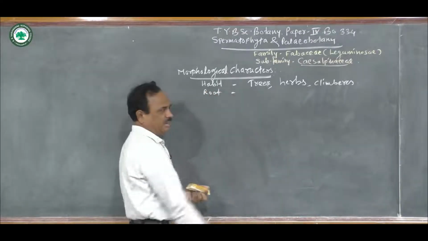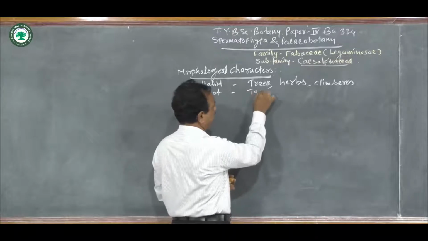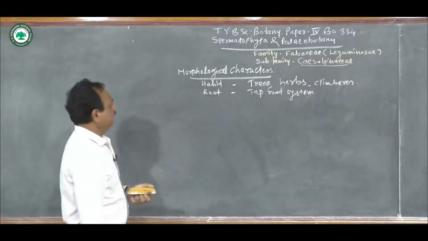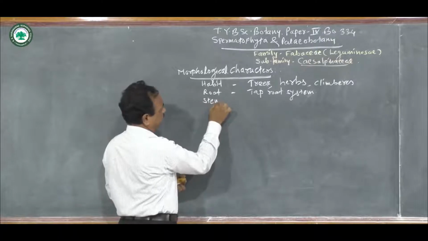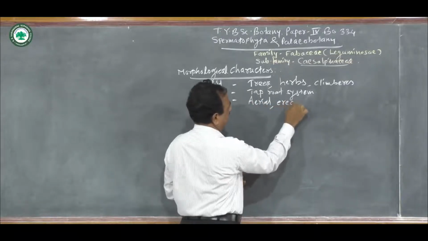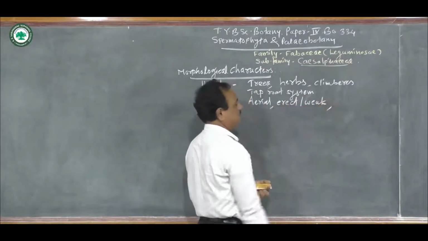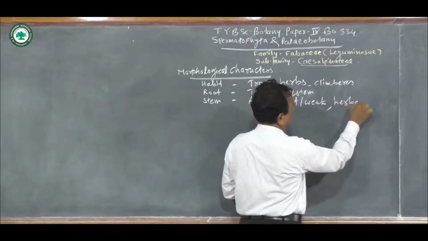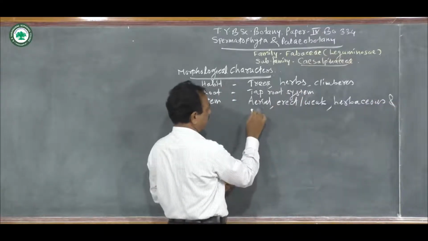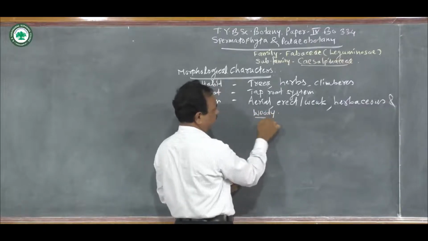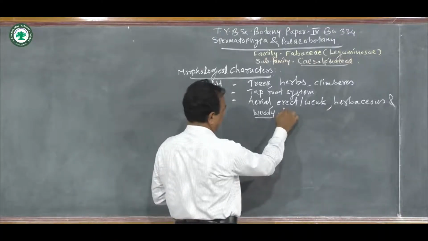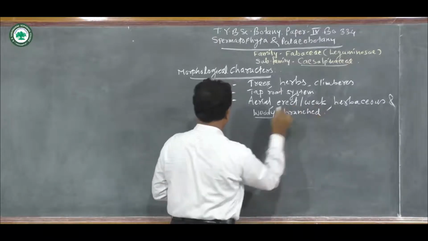As it is a dicot family, it shows the presence of a well-developed taproot system. Then if we see the stem, it is aerial, erect, or weak if it is a climber. It may be herbaceous if the plants are herbs, and sometimes woody if the plants are trees, and the stem is branched.